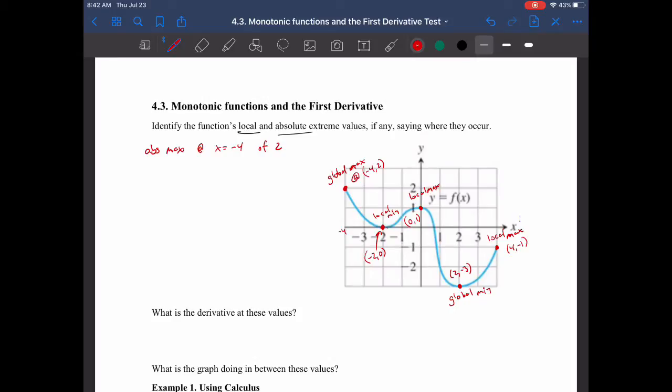And so the next thing it asks us is, what is the derivative of these values? So if we went to all of these points except the endpoints, right? This was an endpoint and this was an endpoint. Outside of the two endpoints, what is the derivative of these values? And the answer is, the derivative at those points is 0. So excluding endpoints.